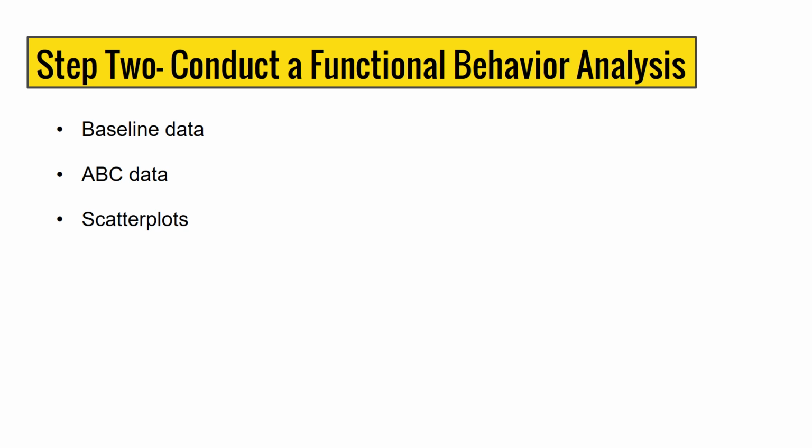Conduct a functional behavior analysis. Correctly follow all the steps of implementing an FBA. That includes baseline data, ABC data, scatter plots, etc. This may involve a team of professionals. You may be asked to collect data or simply just observe. This training will be covered at another time.